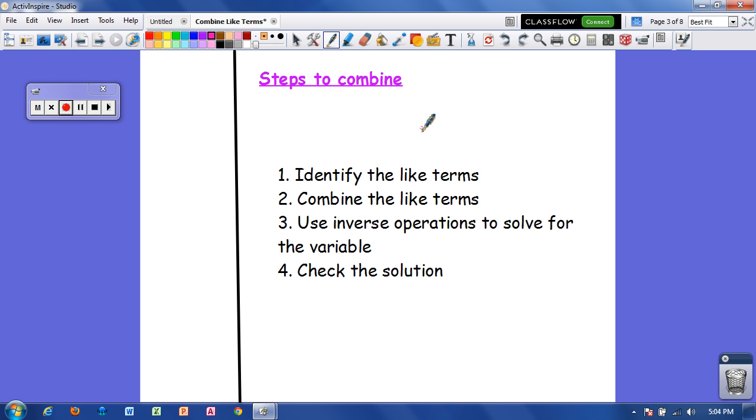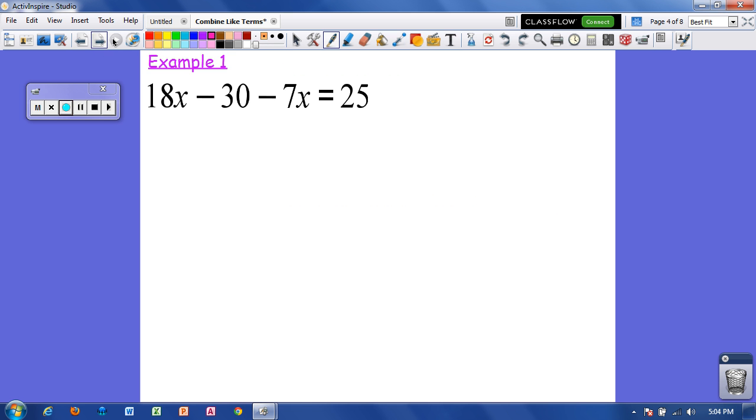Alright, so whenever we combine and solve equations, here are your steps. You want to identify the like terms and combine them just like we did before. And then use inverse operations to solve for the variable, and then we have to check the solution. So let's do an example together. We have 18x minus 30 minus 7x equals 25.